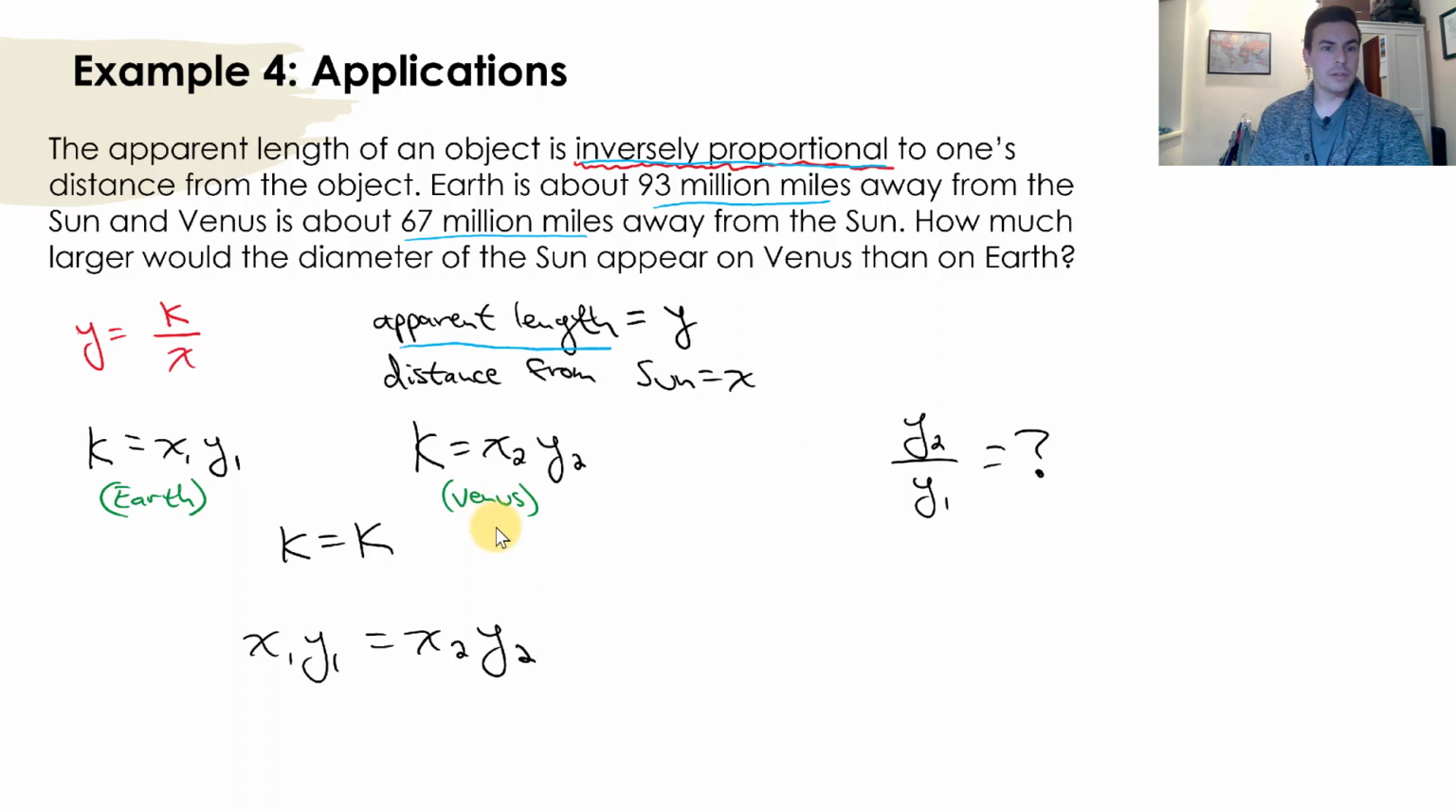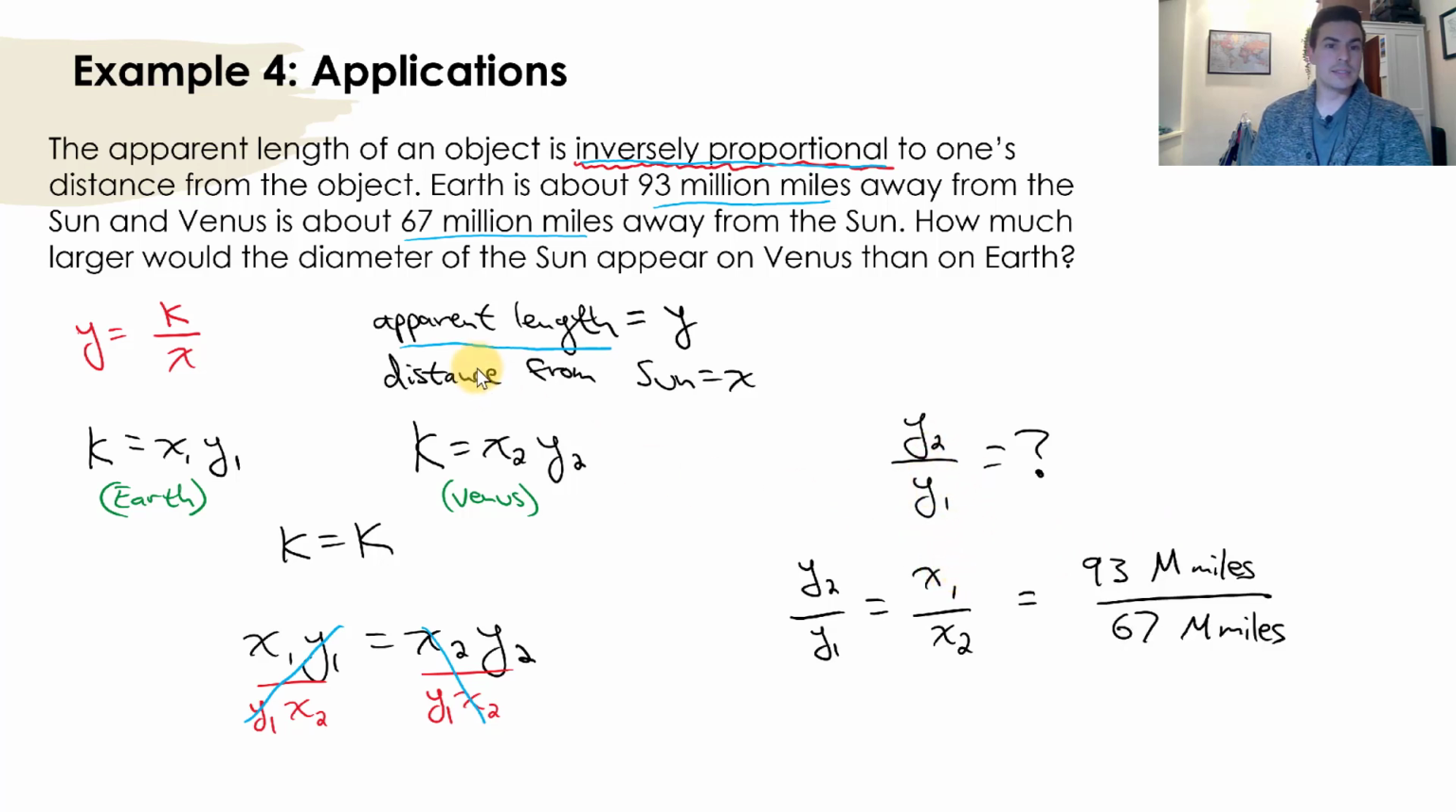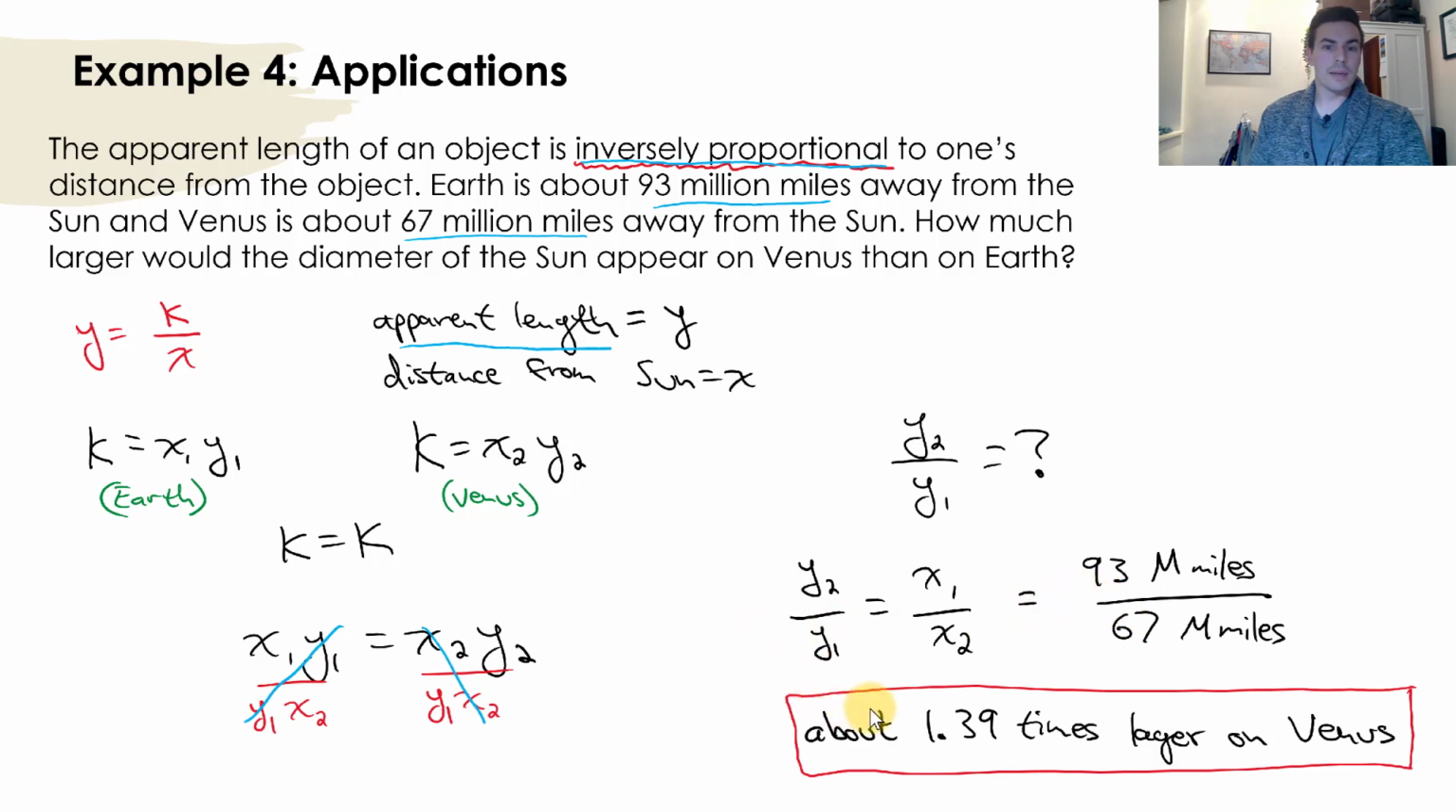So in order to do that, we would divide both sides by x2. Those will cancel out. We'll also divide both sides by y1. Those will cancel out, and we are left with this exact ratio here: y2 over y1 is equal to x1 over x2. So x1 is going to be the distance from the sun to Earth, and then x2 will be the distance from Venus to the sun. And so that's going to be 93 million miles over 67 million miles. And we get about 1.39 times larger on Venus is how much larger the diameter of the sun appears.